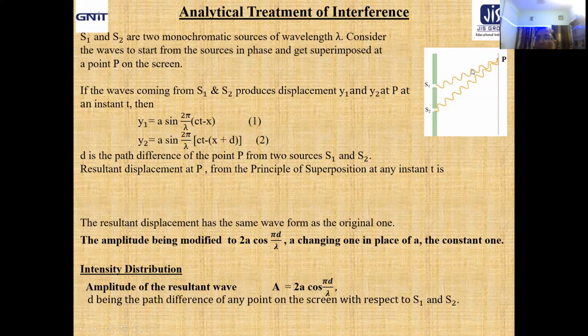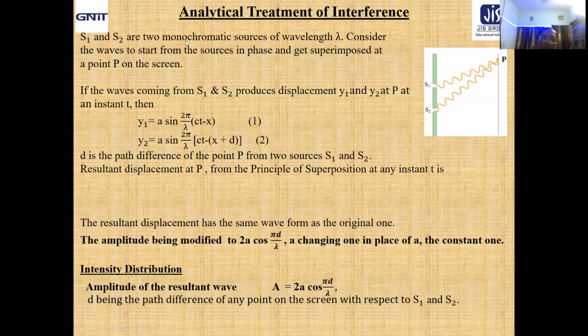Definitely the distance from S1 to P is less than the distance from S2 to P. Let the distance from S1 to P be x and the distance from S2 to P be x plus d. It is more. Then what about d? Small d is the path difference of the point P with respect to S1 and S2.